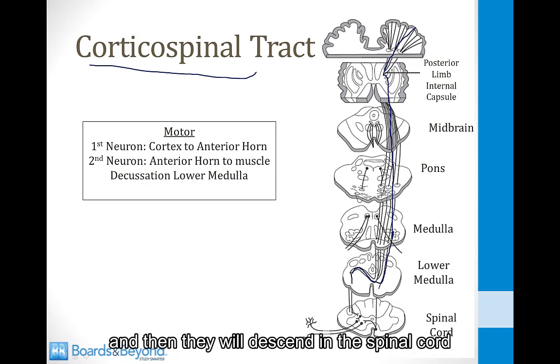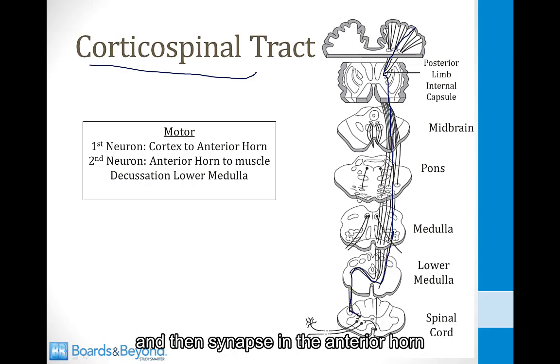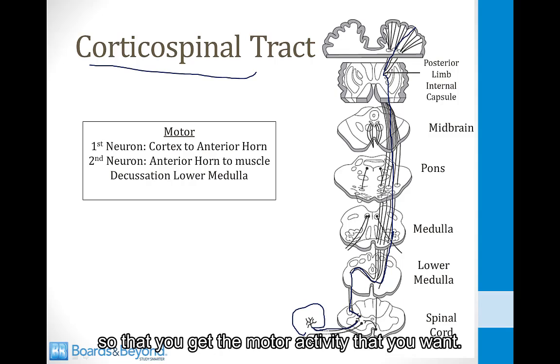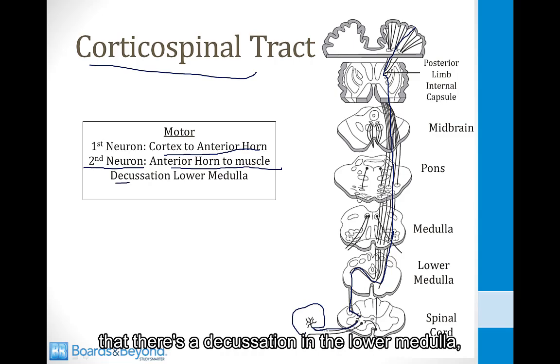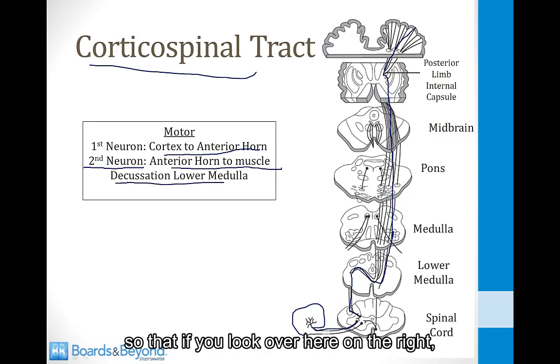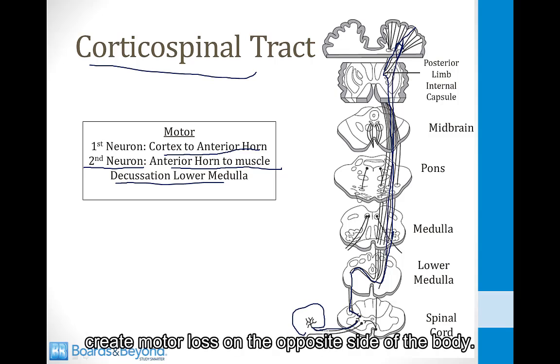And then they will descend in the spinal cord and then synapse in the anterior horn at the level of the spinal cord where they want to create an activity. A second neuron then will carry the signal out to the periphery and innervate the motor so that you get the motor activity that you want. So important things to know about this system is that it's a two-neuron system. The first neuron is from the cortex to the anterior horn of the spinal cord, and the second neuron is from the anterior horn to the muscle. And then also important to know is that there's a decussation in the lower medulla, so that if you look over here on the right, lesions in the brainstem up to the cortex create motor loss on the opposite side of the body.